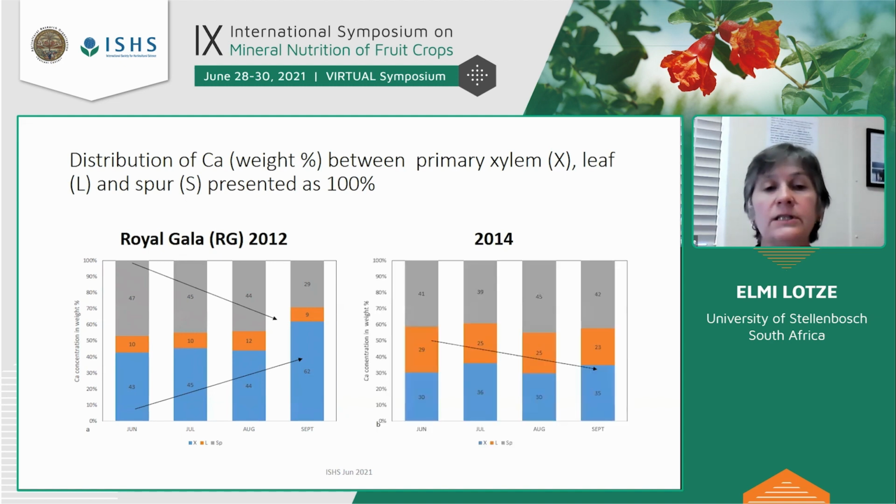In 2014, we don't see the same trend, except for the fact that, again, the calcium percentage of the spur was more or less similar to that found in the xylem, with much less calcium that was found in the leaves. And in this case, the only decline was observed in the leaves.